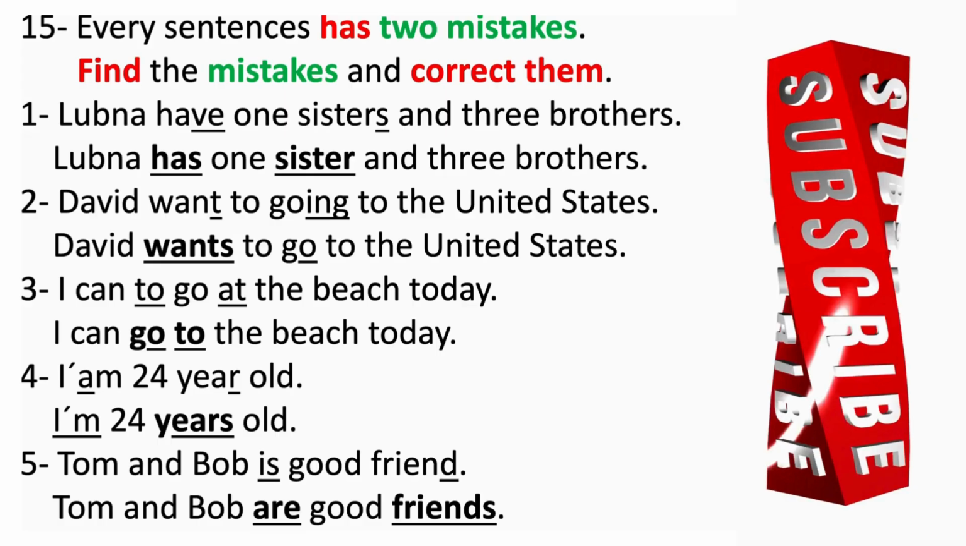The last example: Tom and Bob is good friend. So we have a plural form here, the verb in the plural and the noun in the plural. So Tom and Bob are, not is, good friends, not friend.